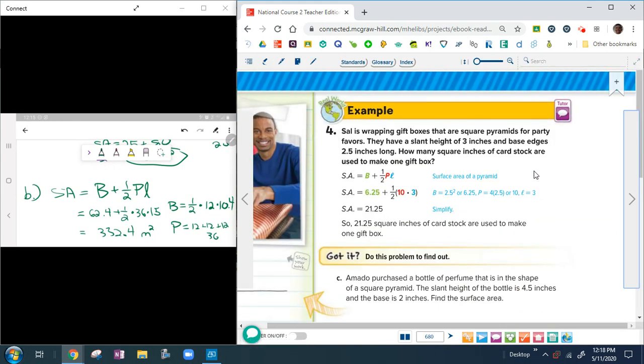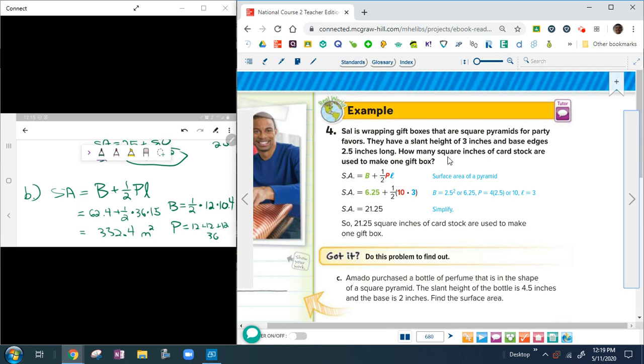Okay, let's see how we do here. Sal is wrapping gift boxes that are square pyramids for party favors. They have a slant height of 3 inches and base edges of 2.5 inches long. How many square inches of cardstock are used to make one gift box? Notice there's no mention of surface area in this problem. So how do you know that you're not finding volume? How do you know you're going to find surface area?